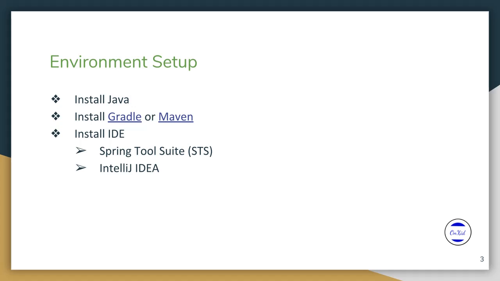Environment setup. Even though this framework Spring Boot supports three languages, I'm going to show you the development using Java. For that, first we have to install Java, and we can use Gradle or Maven as the building tool. I'm using Maven, and we need an IDE that supports Java.